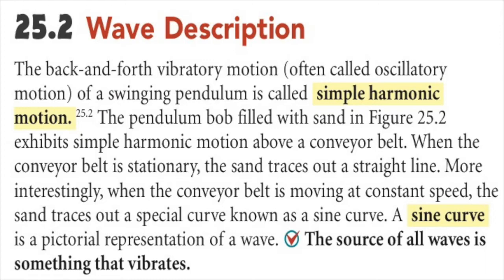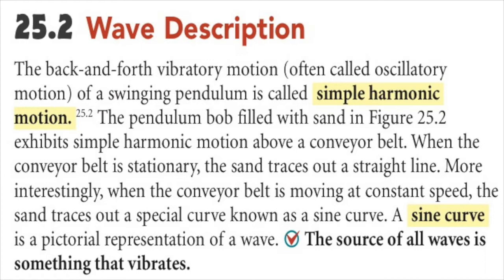25.2, wave description. The back and forth vibratory motion, often called oscillatory motion, of a swinging pendulum is called simple harmonic motion. The pendulum bob filled with sand in figure 25.2 exhibits simple harmonic motion above a conveyor belt. When the conveyor belt is stationary, the sand traces out a straight line. More interestingly, when the conveyor belt is moving at a constant speed, the sand traces out a special curve known as a sine curve. A sine curve is a pictorial representation of a wave.